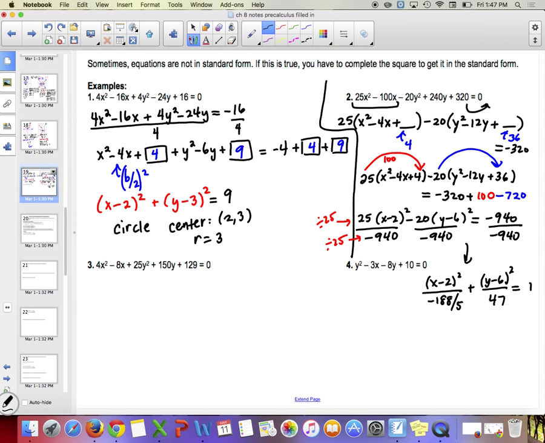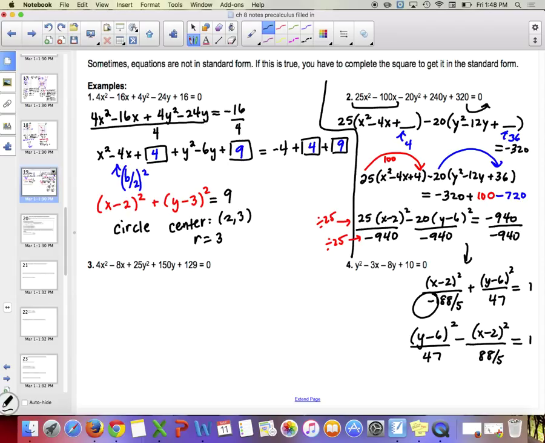All right, so the very last step is there's this negative here. So I'm going to write the y part first. So I'm going to do y minus 6 squared over 47. And then I'm going to have minus x minus 2 squared over 88 over 5 equals 1. So what kind of hyperbola would it be? Would it be a vertical or horizontal?